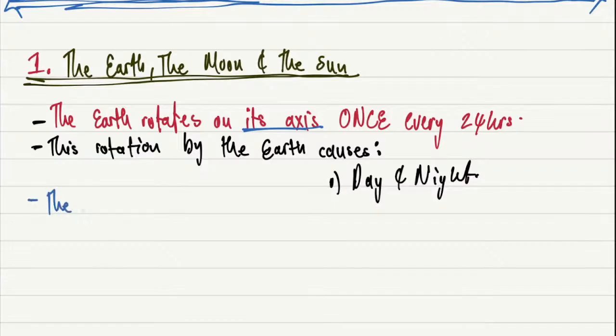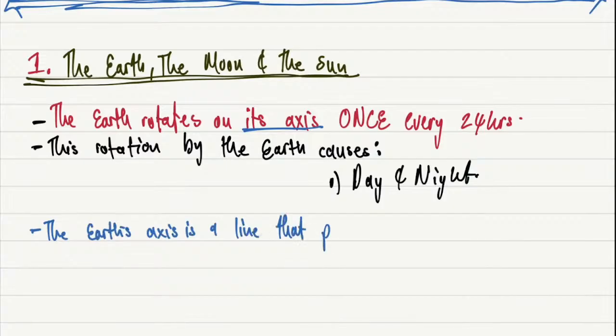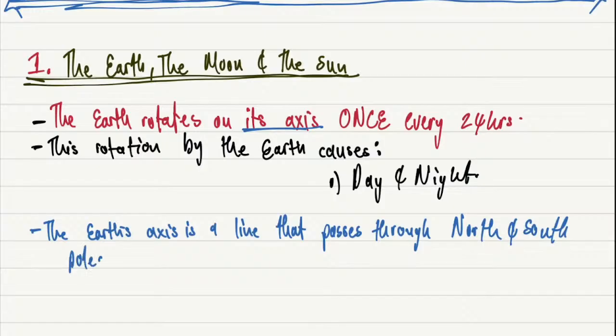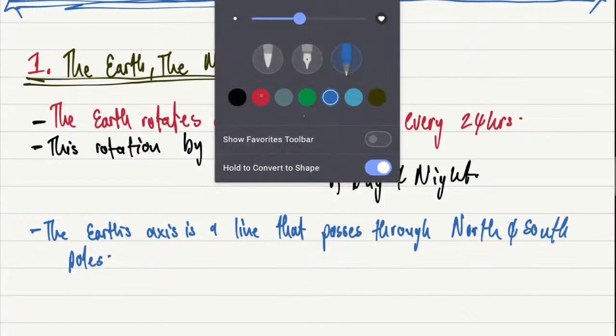So the axis of the Earth, or the Earth's axis, when we say it is rotating around its own axis, the axis is a line that comes from North Pole to South Pole. So you can say the Earth's axis is a line that passes through North and South Poles. Okay?